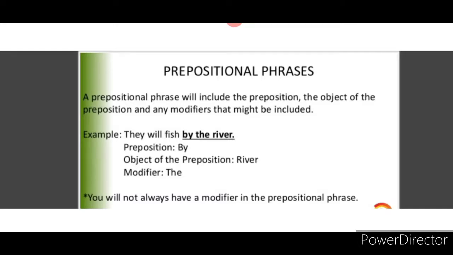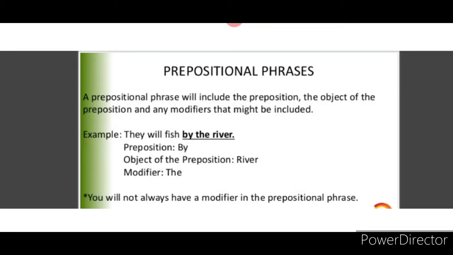See here, "They will fish by the river." "By" is the preposition, so it starts with the preposition, by the river. Here the river stands in the place of the object. The river is the object in the sentence. So a prepositional phrase is a phrase that starts with a preposition and is followed by the object of the preposition. Here, by the river starts with the preposition "by" and is followed by the object of the preposition.